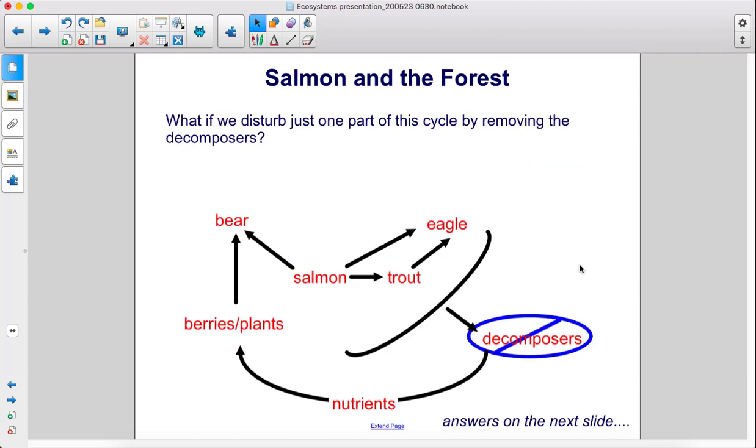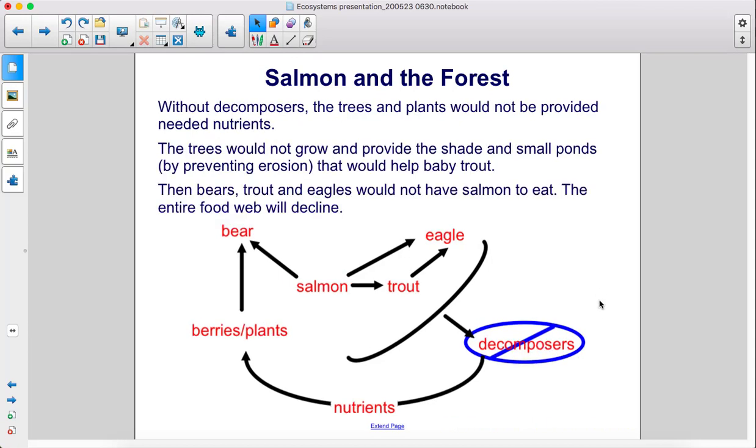What if we disturb just one part of this cycle by removing the decomposers? Without decomposers, the trees and plants would not be provided needed nutrients. The trees would not grow and provide the shade and small ponds by preventing erosion that would help baby trout. Then bears, trout, and eagles would not have salmon to eat. The entire food web will decline.